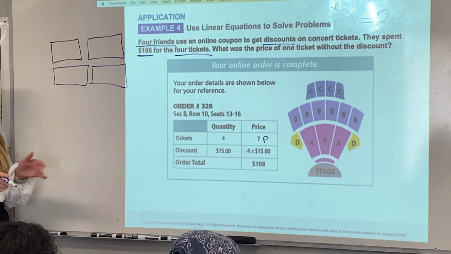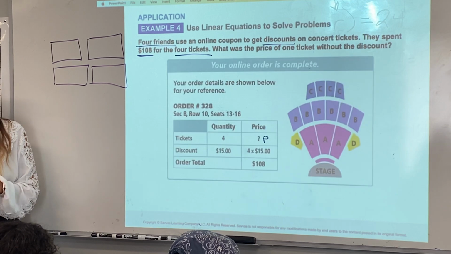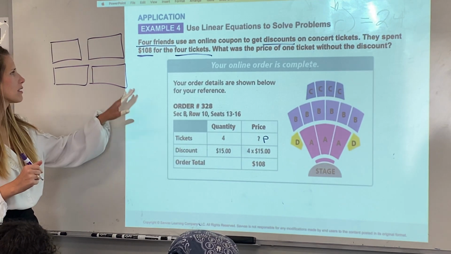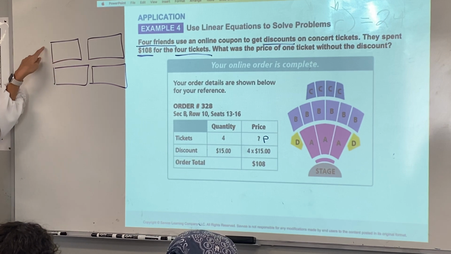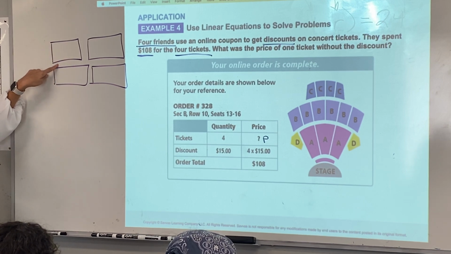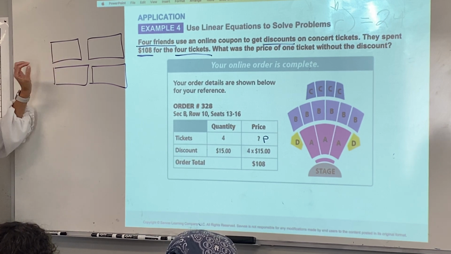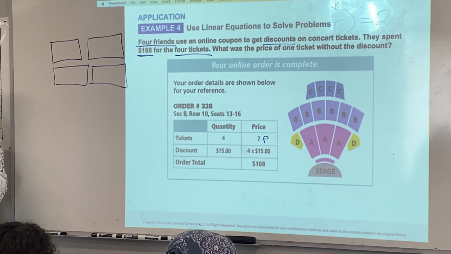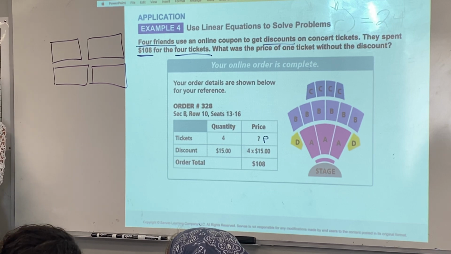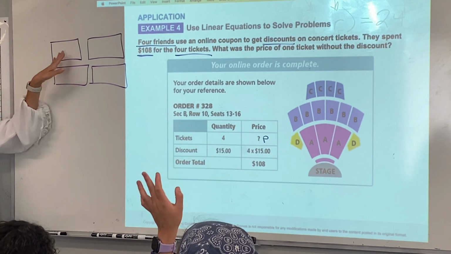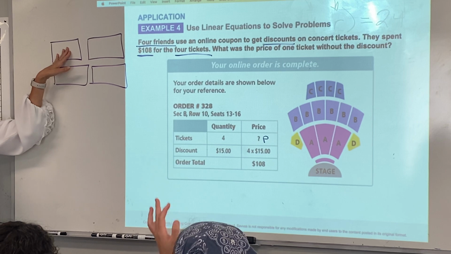So going back, let me just see something. Okay. Going back, how can we show what a ticket price is with the discount just using P as the original price? Yes? Can you do, like 15 is involved, yes. We have the original price P and the discount 15. So how would I write that on one of these tickets?